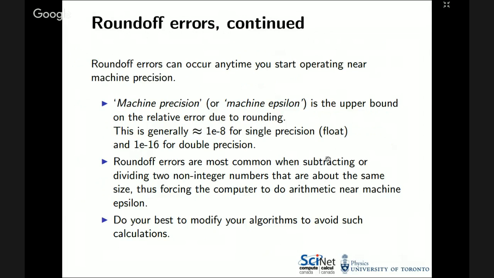So related to this problem is this concept I mentioned before about machine precision, or machine epsilon, which is basically an upper bound of the relative error due to the rounding or the truncation. For single precision, it's of the order 10 to the minus 8. For double precision, it's of order 10 to the minus 16. It may happen in different situations. The one that we just saw was a subtraction, but it may happen also when you are dividing two numbers that are of the same order, roughly, and you are forcing the computer to do operations near this limit. So there will be naturally losses there.